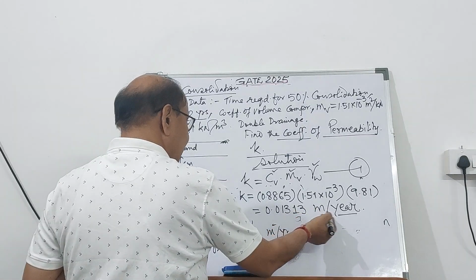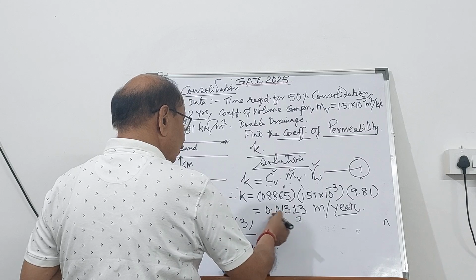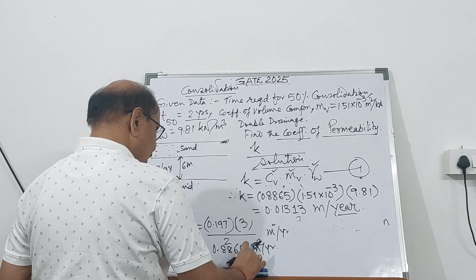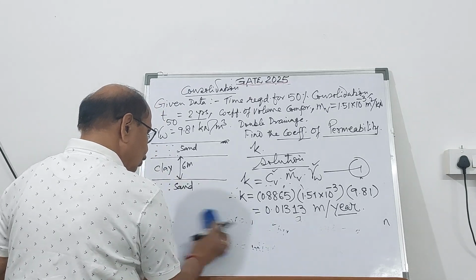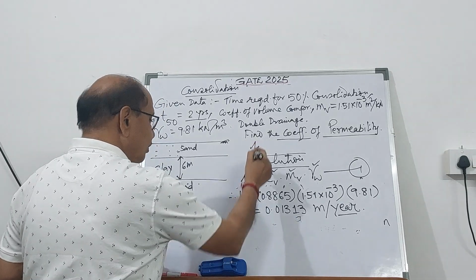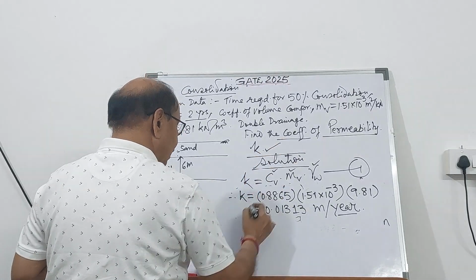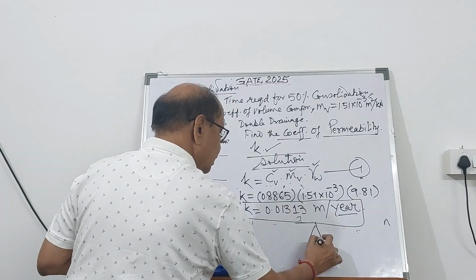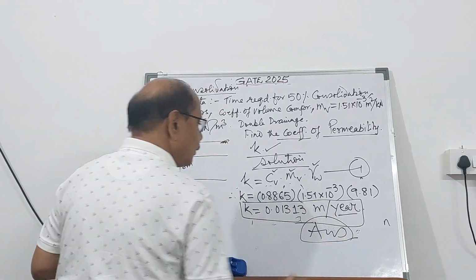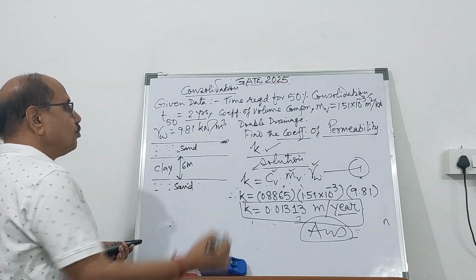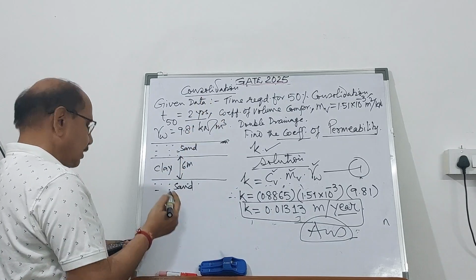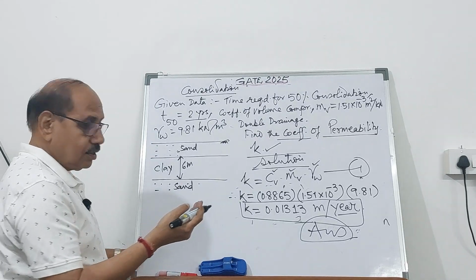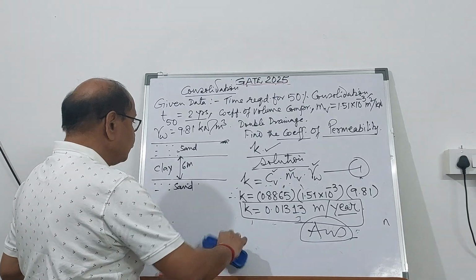So in a year, the coefficient of permeability is going to be this, meter per year. So this is the answer of the coefficient of permeability. Find the coefficient of permeability; this we have found out. So the K value is going to be this. This problem was asked in the GATE examination, and you see, in just 2 steps one can solve this problem.